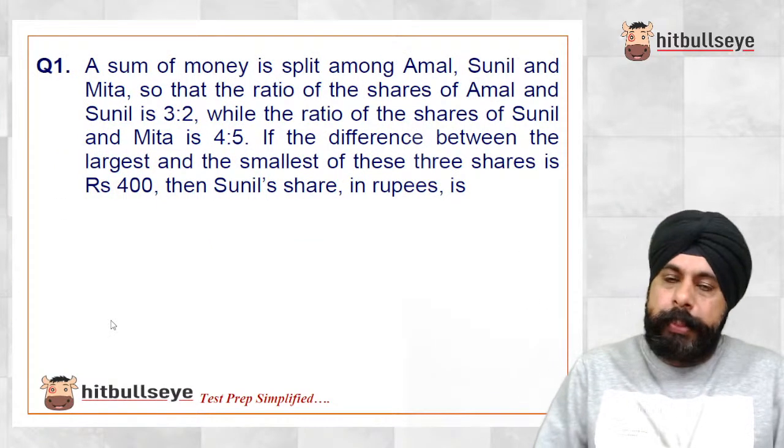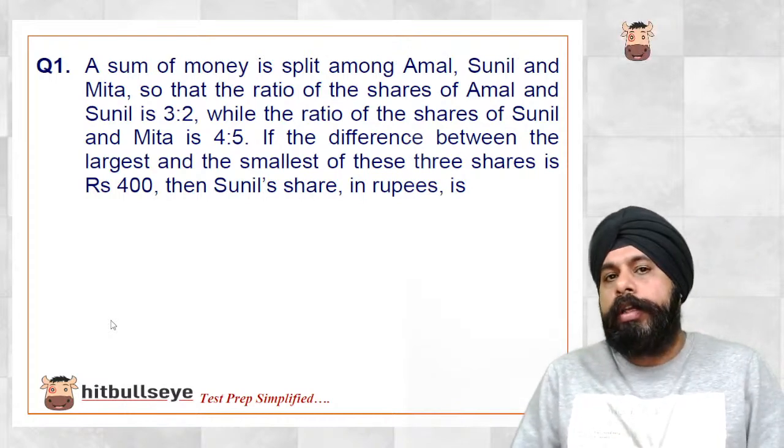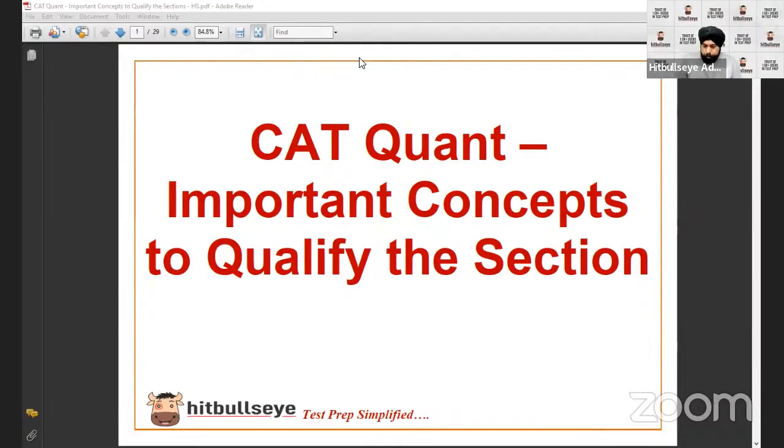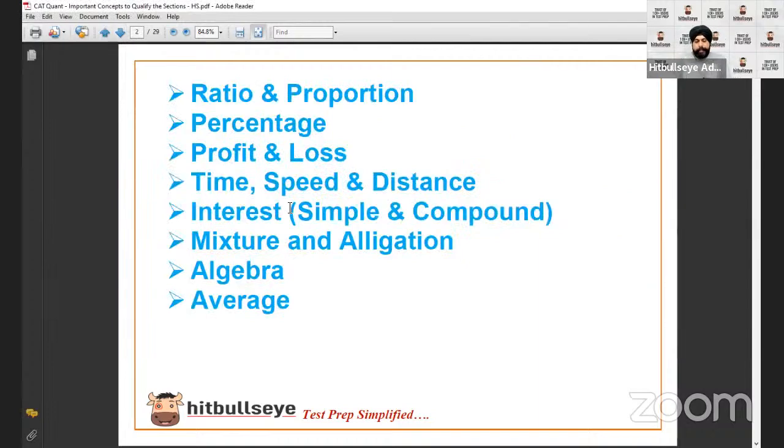So here is the first question, students. I suggest you all to give it a try, spend 1-2 minutes on this so that we can discuss it. We're going to learn CAT quant important concepts to qualify the CAT section. I again gave you the reference about the important topics. The main topics which come in the CAT paper are basically from the arithmetic portion: ratio and proportion, percentage, profit and loss, time, speed and distance, interest, mixture, allegation, and then algebra and average.